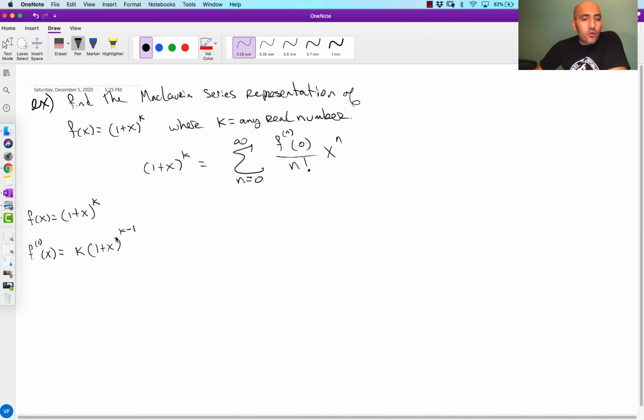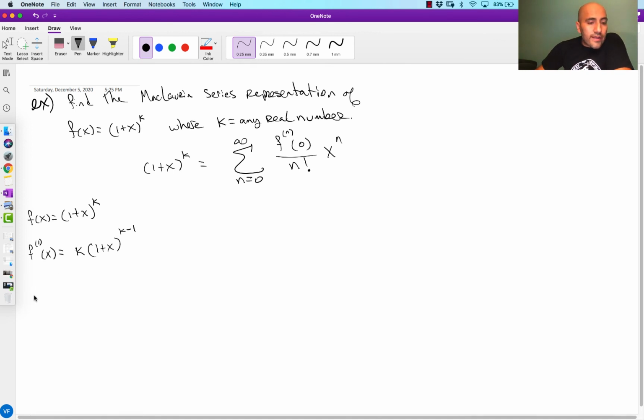And then, good old chain rule, we have to take the derivative of the inside part, the derivative with respect to x of 1 plus x. Luckily for us, that's just going to be 1. So this is our first derivative. Since that's just 1, let's erase it. It's going to get really messy and we don't need extra stuff on here. Okay, so now let's take the next derivative.